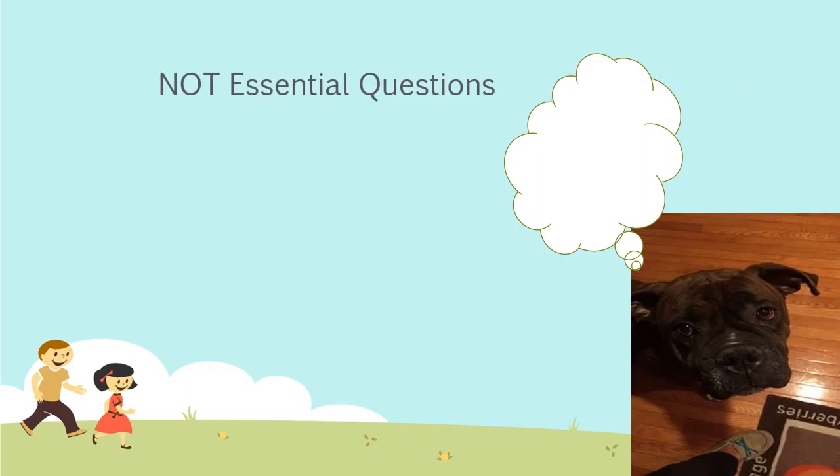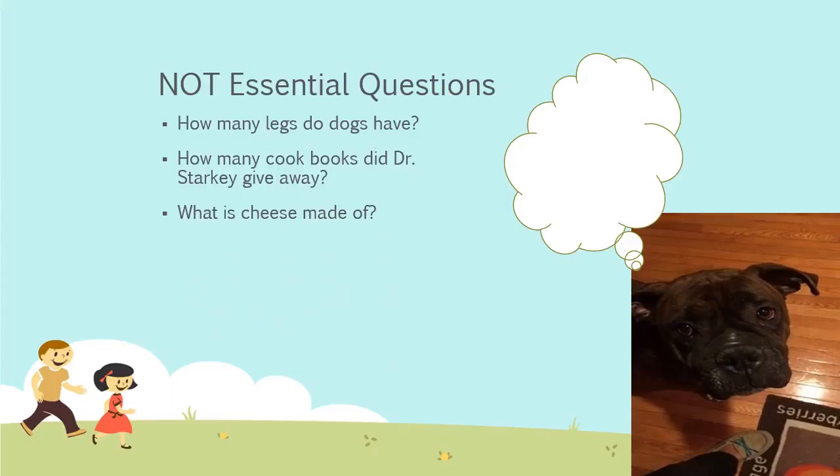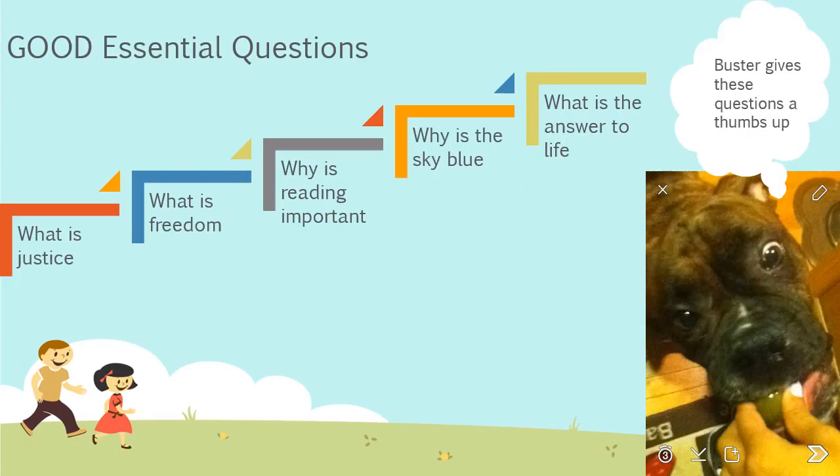These are some examples of things that are not essential questions. How many legs do dogs have? How many cookbooks did Dr. Starkey give away? What is cheese made out of? As you can see, Buster thinks that these are all bad essential questions.